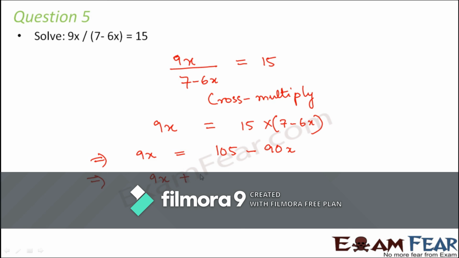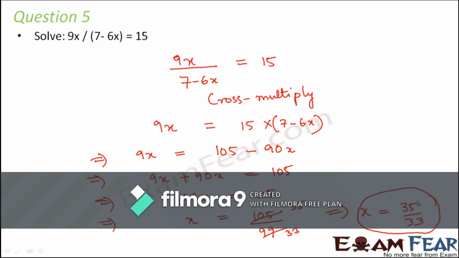So let's bring the variables on one side. So 9x plus 90x is equal to 105, or we can say 99x is equal to 105, or x is equal to 105 divided by 99. So 3 3s are 9, 3 5s are 15. So by 3 we have cancelled both of them. So therefore we get x is equal to 35 by 33. So this would be a solution.